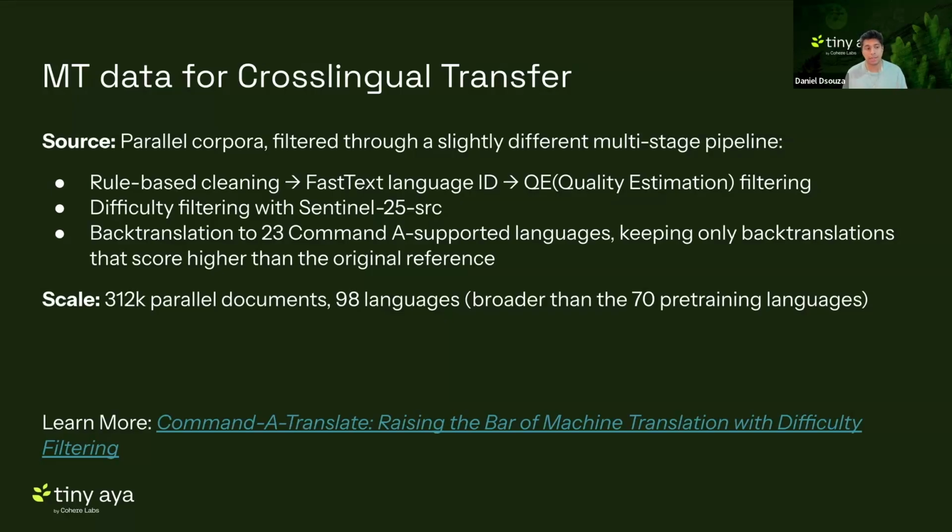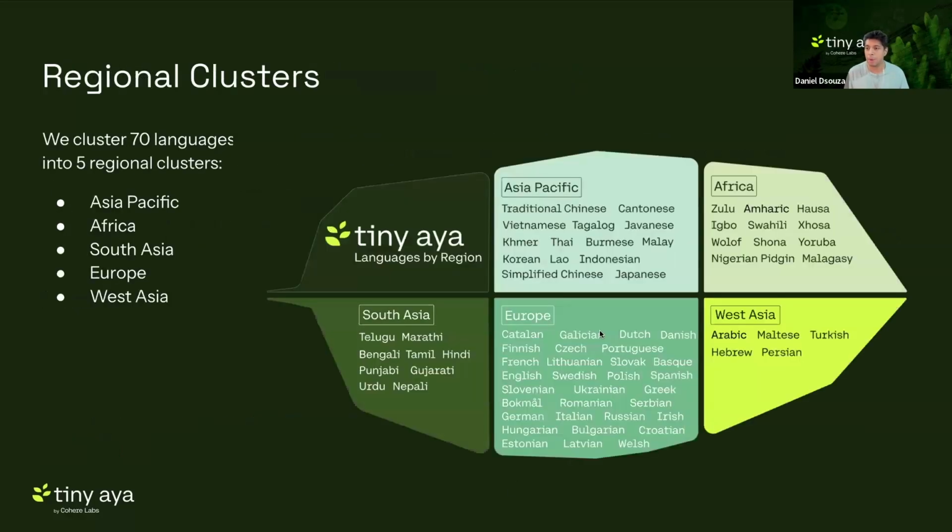Another fun thing here is that in this data set, we actually use 98 languages, much bigger than the 70 in pre-training. And this is intentional because we've seen that having access to a lot of these other languages also helps in cross-lingual alignment. So yeah, for more information, you can read this paper. And with that, I will now pass it to Alejandro. We'll talk about the clusters.